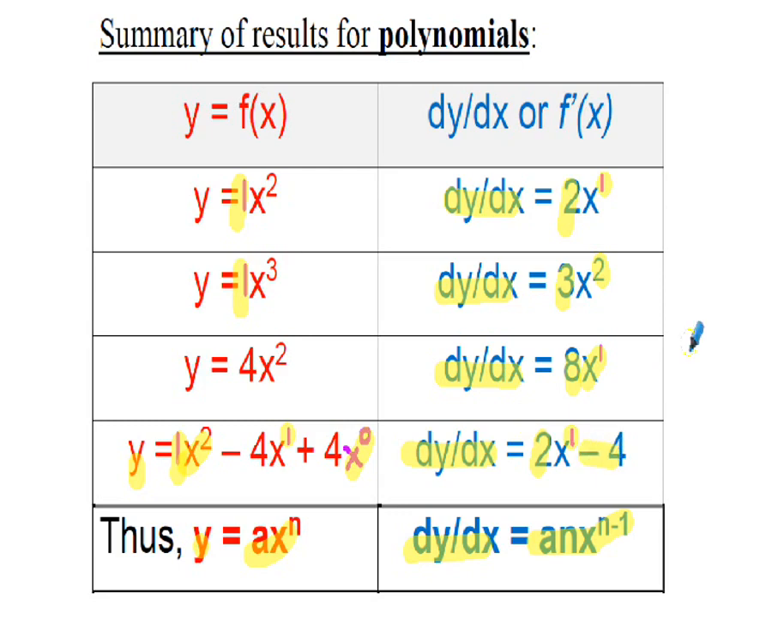X to the 1 take away 1, that would give you x to the 0, and don't forget anything to the power 0 is 1, so we simply get minus 4. And looking at the last term, we've got 4 times 0, following the pattern through of a times n, obviously that term will now disappear. So we just simply end up with dy by dx is equal to 2x minus 4. I hope that's helped a little bit with your understanding of how to use the polynomial functions.